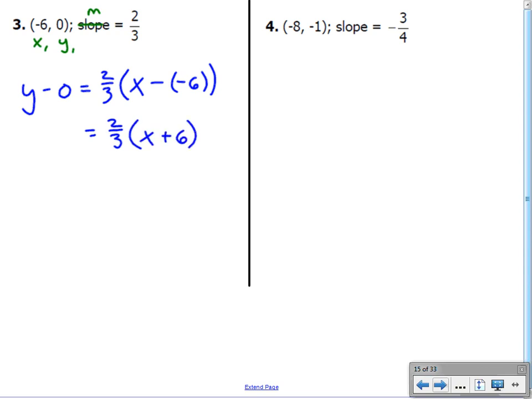Okay, don't try to save yourself the space. Just rewrite the whole thing so you don't mess up. On the left side, I have y minus 0, which is really just y. Okay, so at this point, it's solved for y, which is nice, but it's not in my slope-intercept form yet because we need to distribute. So when we distribute, we get y equals 2/3 x, and then to do 2/3 times 6, we do 2 times 6, which is 12, and divide by 3, so we get plus 4.